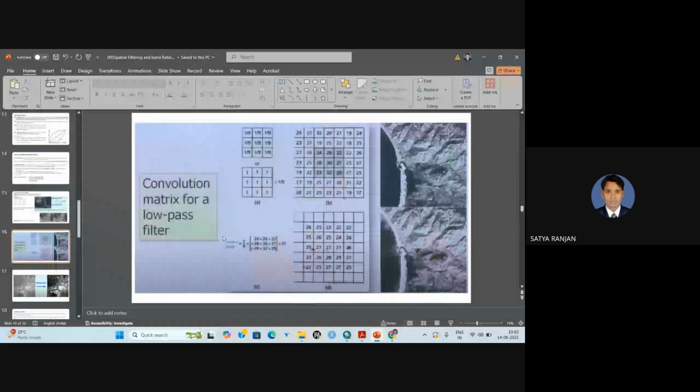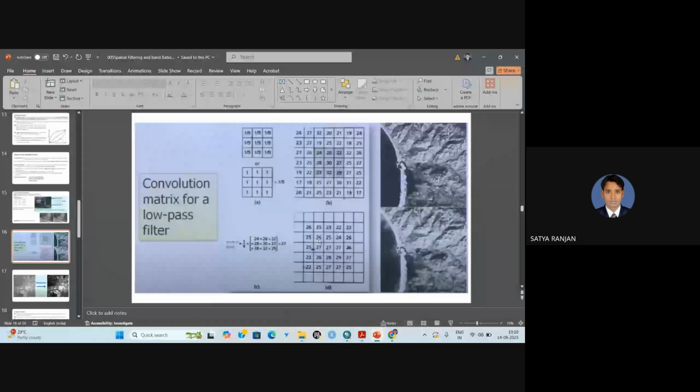Each pixel in the output image is computed by taking a weighted average of neighboring pixels of the input image, and the weights are defined by the filter kernel. A kernel is just like a 3 by 3 matrix or a 5 by 5 matrix. This kernel moves over the image pixel by pixel, which is called convolution, and then new pixel values are computed.